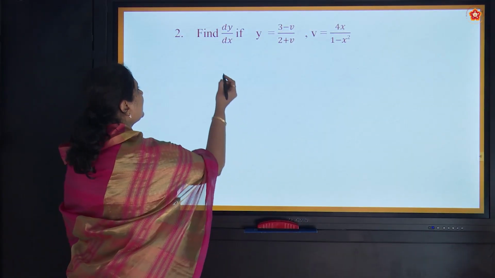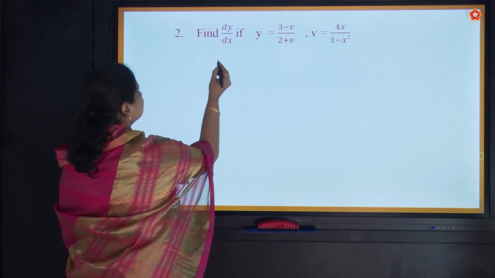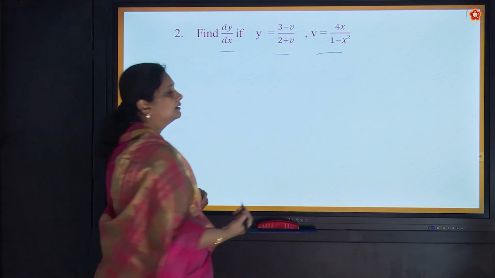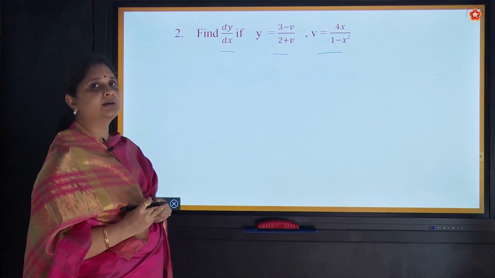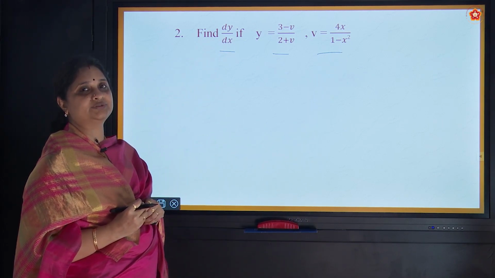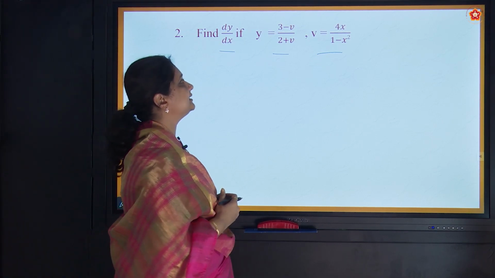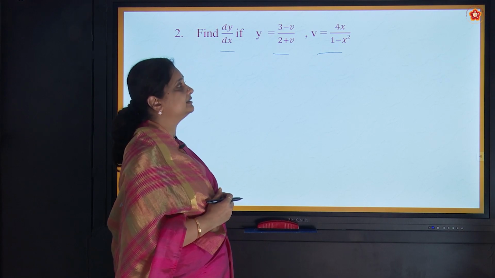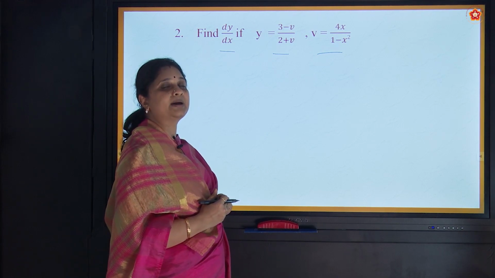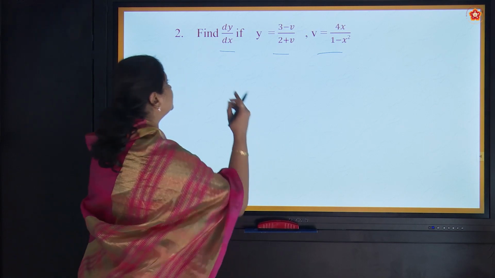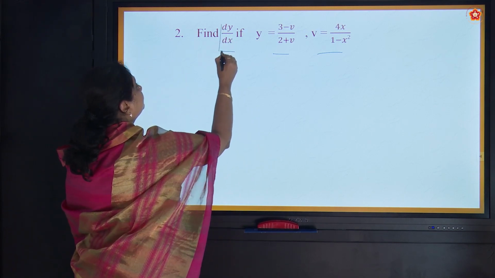Now, to have a recap, let's see how to differentiate functions like this. This is not a trigonometric function, but this is just a recap of whatever we've learned so far. Now, we've been given that y is equal to 3 minus v by 2 plus v, and v is equal to 4x by 1 minus x square. How do we go about differentiating or finding dy by dx?